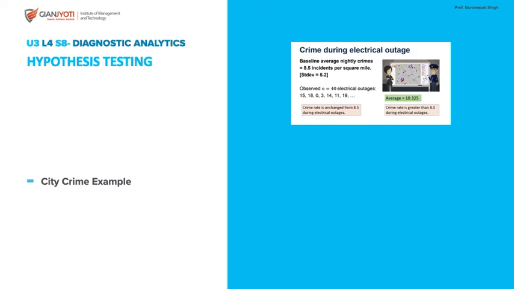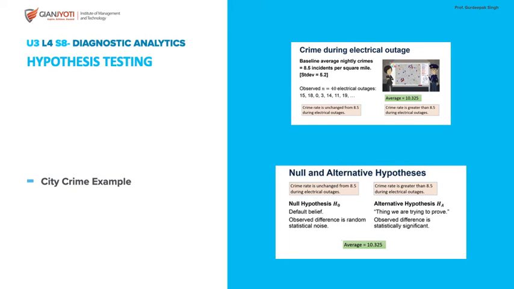Cannot say. So what I do is I try to see whether this is a coincidence or whether there is some strong relationship between the electrical outages and the crime rate. So either the crime rate is unchanged from 8.5 during electrical outages, or the crime rate is greater than 8.5 during electrical outages. So these are the two situations. We want to know which one is correct by statistically testing. So what we do, we build our hypothesis.